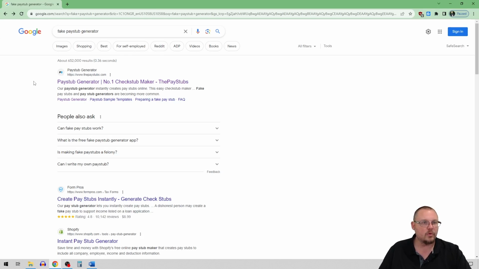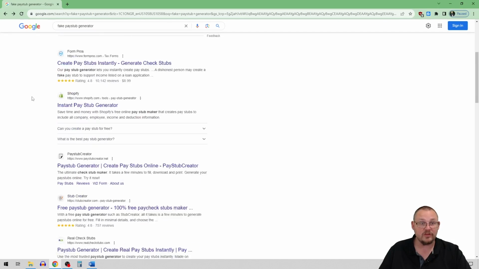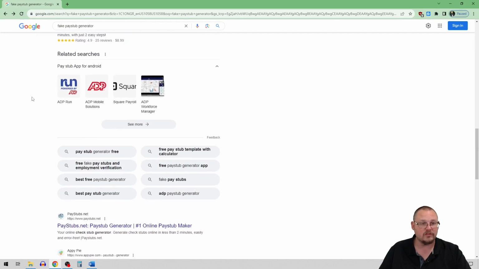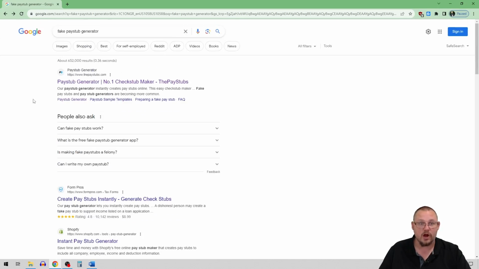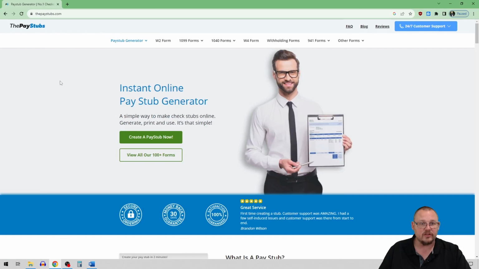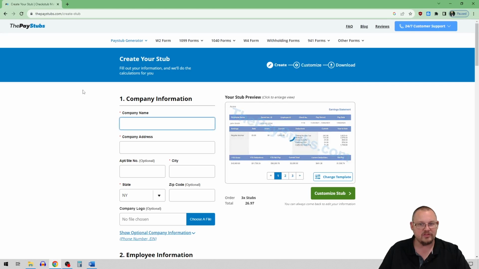And the first thing I did was go over to Google and just type fake pay stub generator. You can see that there are a ton of different websites that offer this service, if that's what you want to call it. But we're going to go ahead and click this top one here, and it's thepaystubs.com. Looks like a very, very nice website. Apparently, the scammers are interested in making their websites look nice now. Let's see if they can actually make a pay stub that would pass the check.